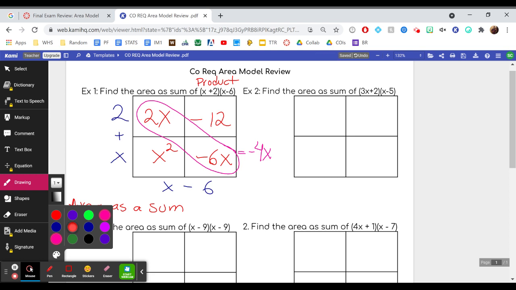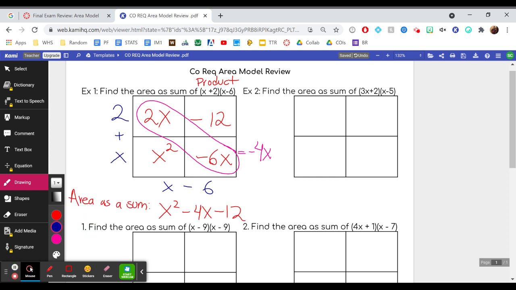Okay, so when I express the area as a sum, I'm going to write down everything that I have inside my box. So I have x to the second power, 2x and negative 6x became negative 4x, so minus 4x, and minus 12. So that is the area as a sum of the first problem.